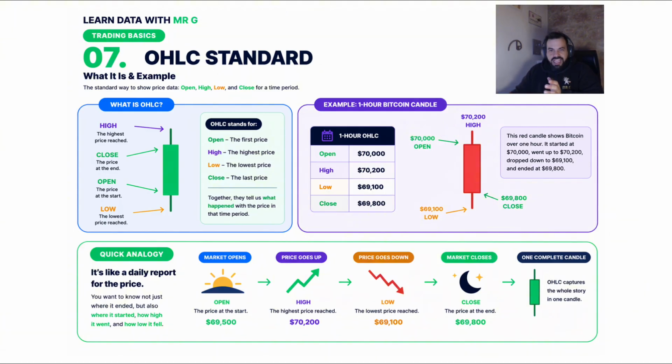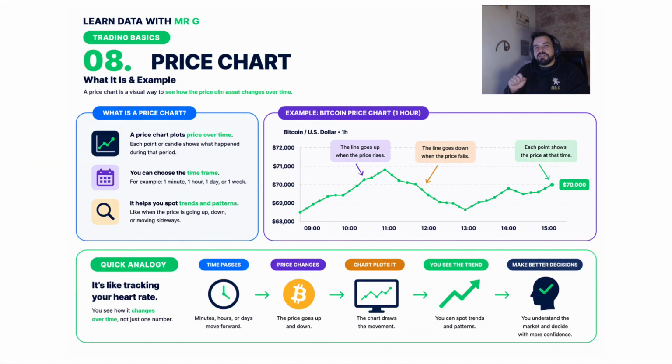If we see this data as an Excel file, as a table, you won't really be getting much information from it. And this is why we use something called price charts. A price chart is just a tool that we use to represent the price in a way that we can really understand over time.